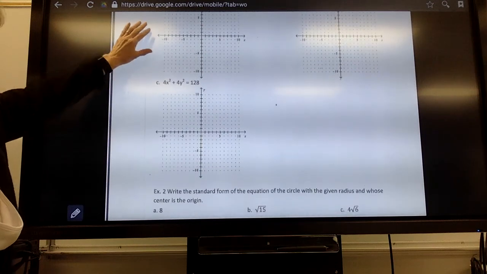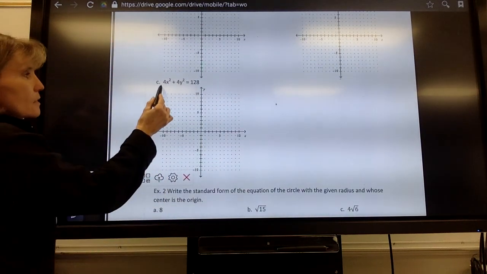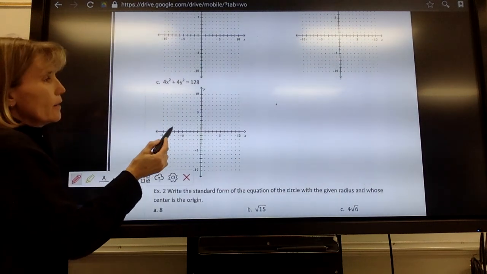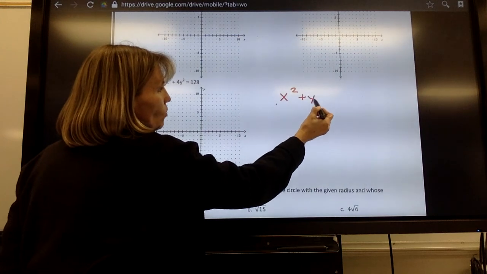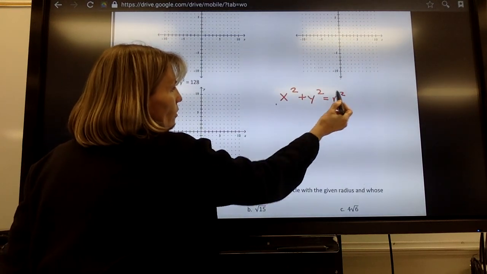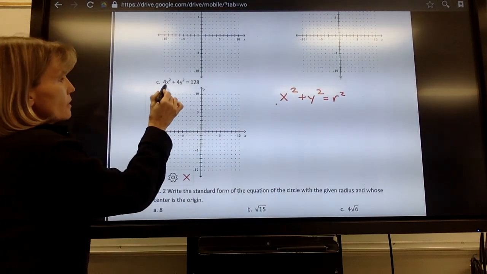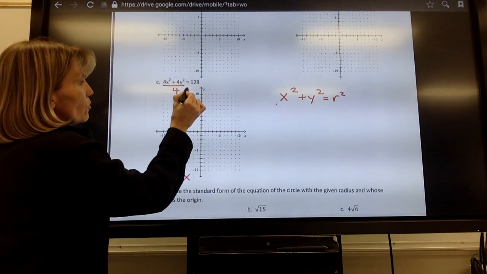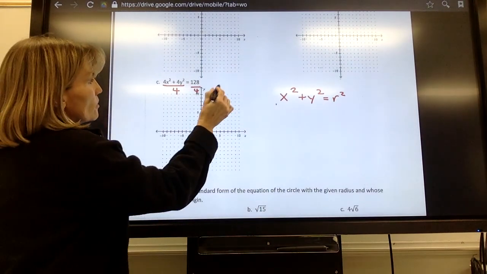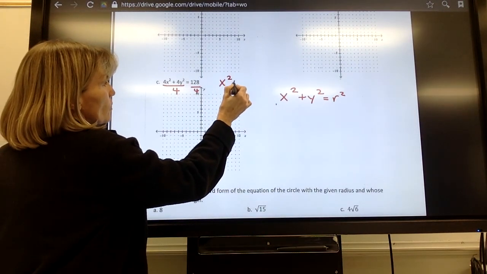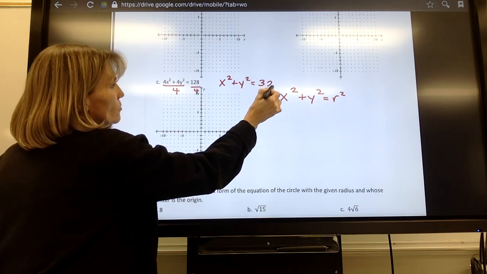Okay, the third example on here, the x squared and the y squared are on the same side, but notice that it's got a coefficient here of 4. In our standard equation, we needed to have x squared plus y squared equals r squared. We don't have coefficients other than 1 there. So I'm going to divide both sides of my equation by 4. If I divide both sides of the equation by 4, I now have x squared plus y squared equals, this would be 32.